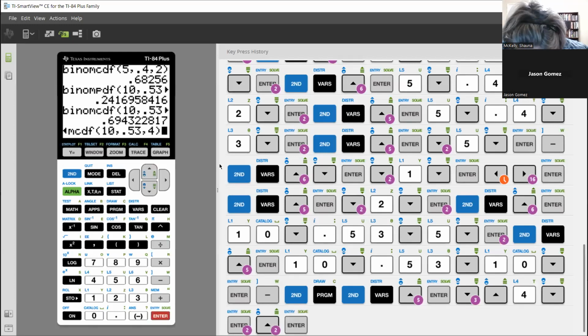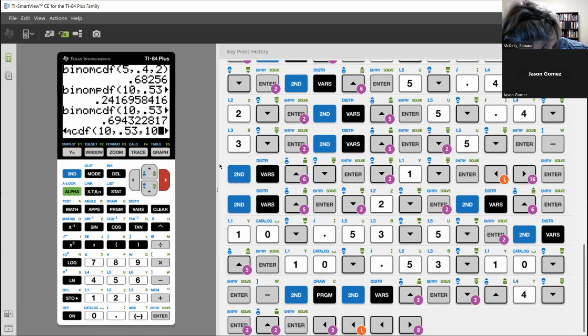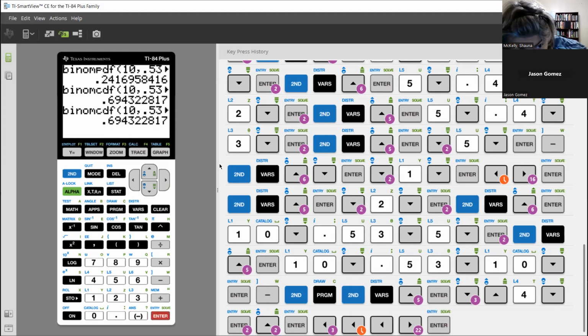So let me bring it up. Here's your expression. Binomial CDF, 10, 0.53 and 10. So always go to the maximum. Then subtract what you don't want. Binomial CDF, 10, 0.53. I want 5. I want 5, 6, 7, 8, 9, 10. I don't want the first 4. So stop at 4. And I end up with 0.6943.